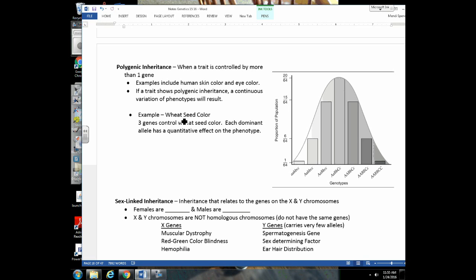It says each dominant allele has a quantitative effect on the phenotype. So the more dominant alleles you have, the darker the seed coat's going to be. So this is going to be a very light seed coat. It doesn't have any of those dominant alleles. Over here, we can see that we have 6 dominant alleles. So this is going to be the darkest variety. Traits in humans that show polygenic inheritance would be skin color, eye color. And there's actually a really large number because most of our traits are just not determined by a single gene with 2 different alleles.